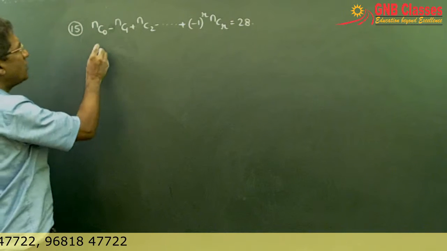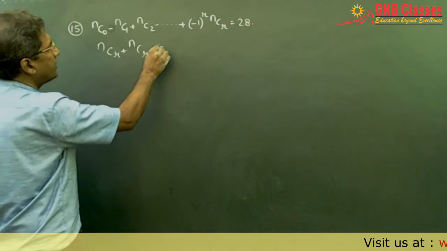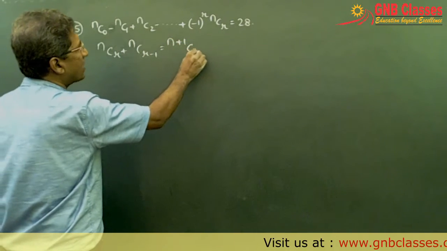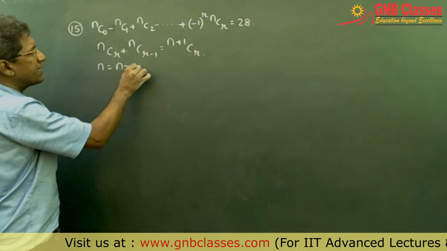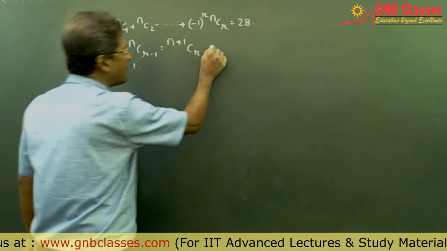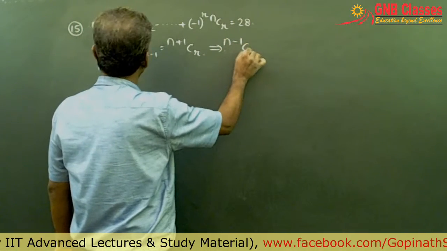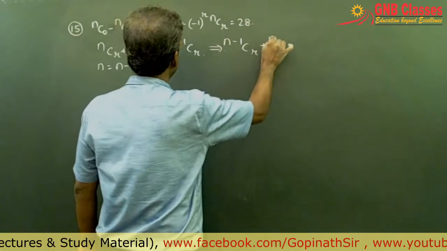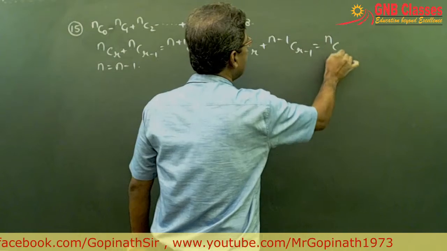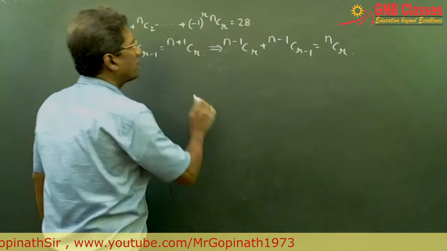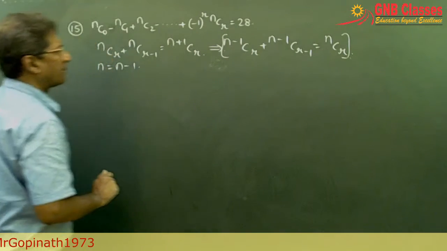Now you see, we know that nCr plus nCr minus 1 is always equal to n plus 1 Cr. Do you accept this? Okay, in place of n, you put n minus 1. So the formula will become n minus 1 Cr plus n minus 1 Cr minus 1, which is equal to nCr. Is it clear? Okay.